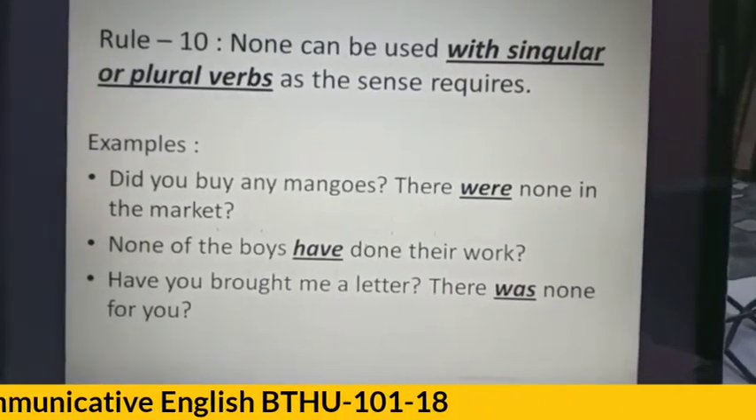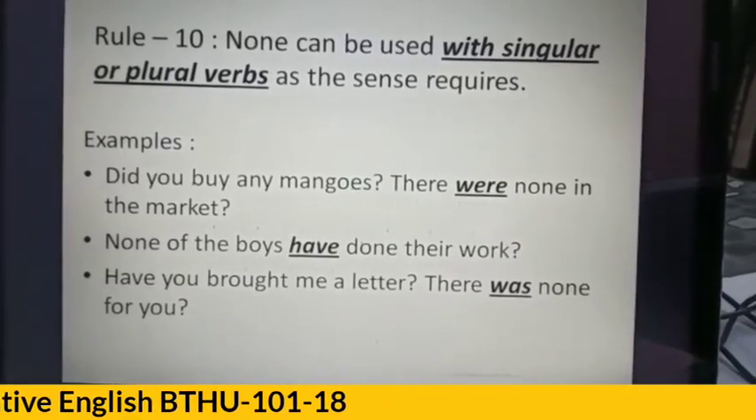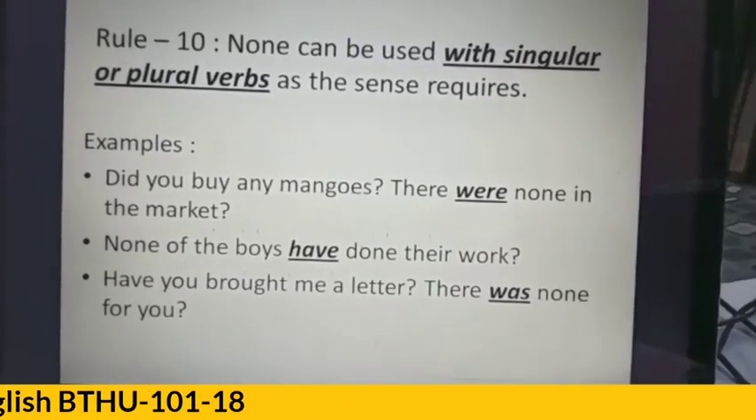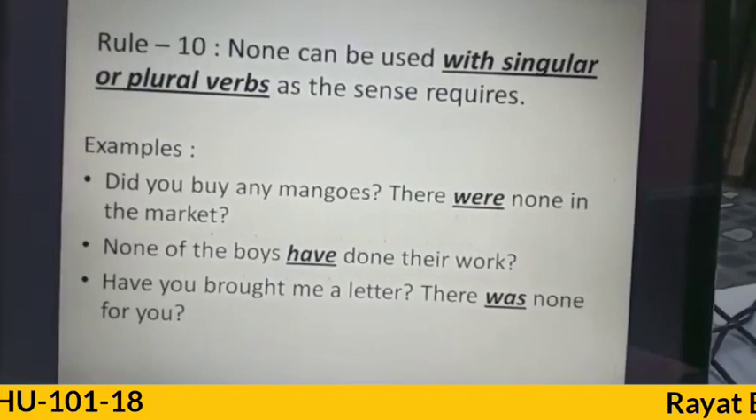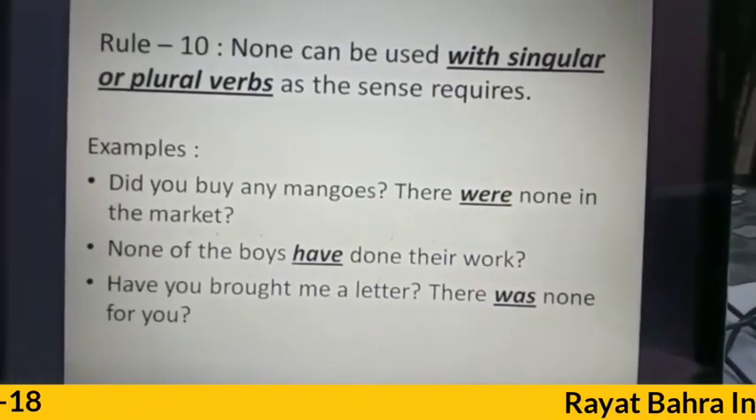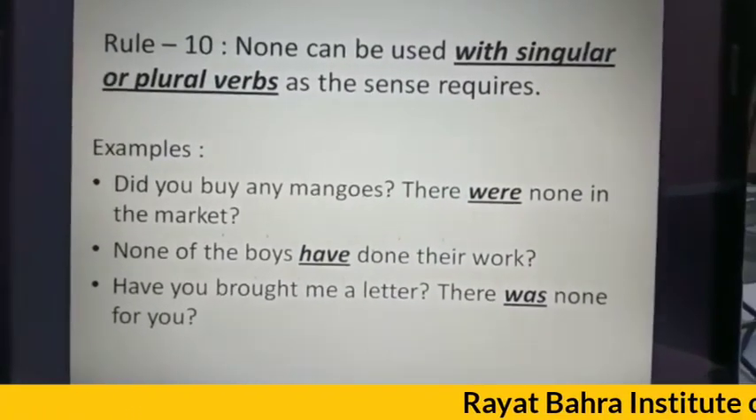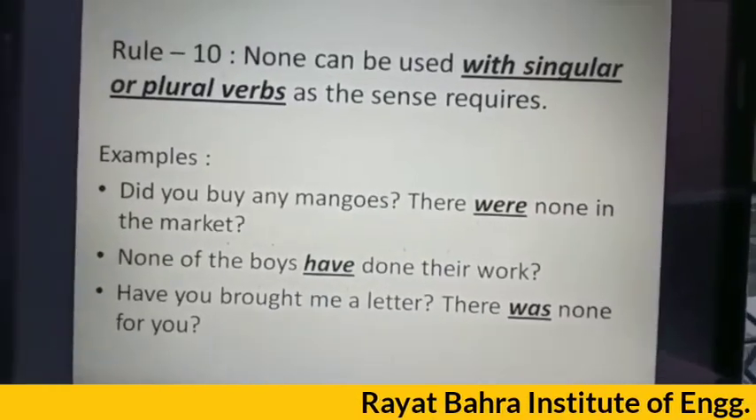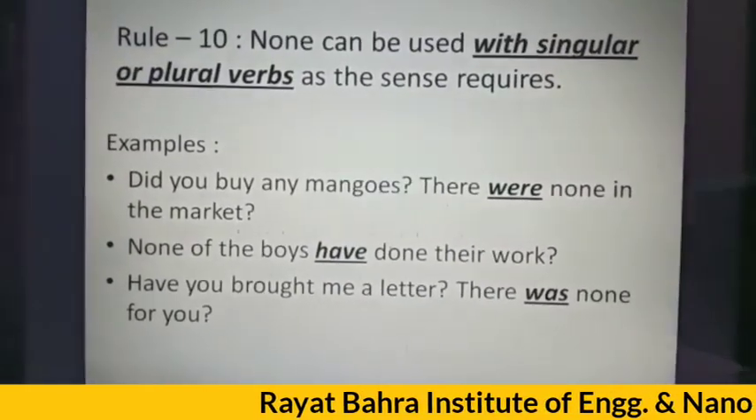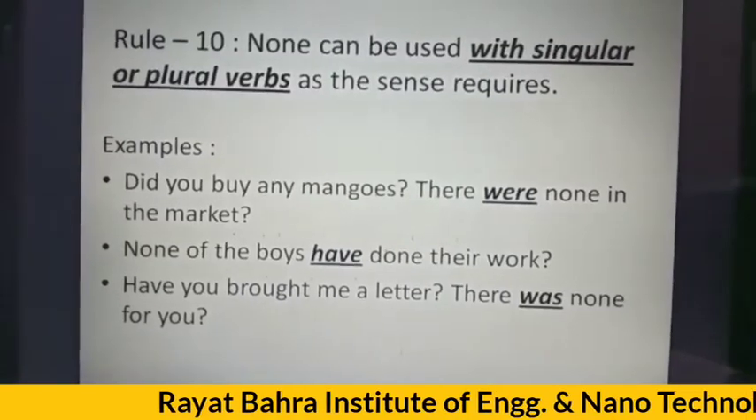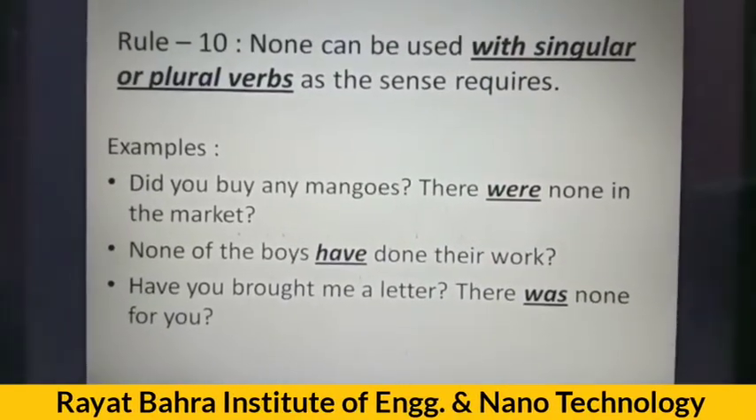None of the boys have done their work. Similarly, boys are plural, so none has been used as a plural subject. Have you brought me a letter? There was none for you. So here none is accompanied by a singular verb because it is referring to a single object, that is a letter.